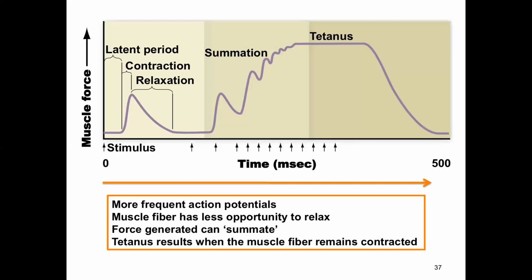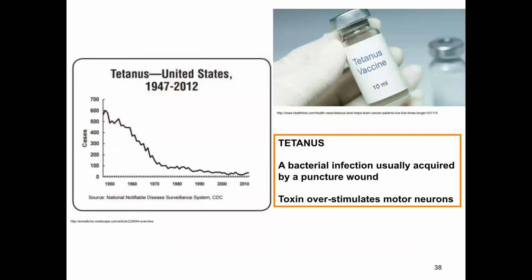Now, tetanus is also an ailment. It's a bacterial infection of the muscle, and the tetanus bacteria produce a toxin that causes overstimulation of the muscle fiber. That's because it's affecting the neurons. So this toxin is going to overstimulate the motor neurons, and it results in full-on tetanus of the muscles, so rigidity of the muscle.